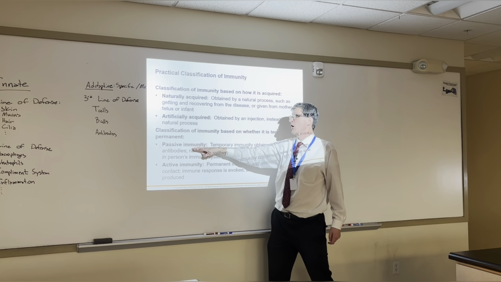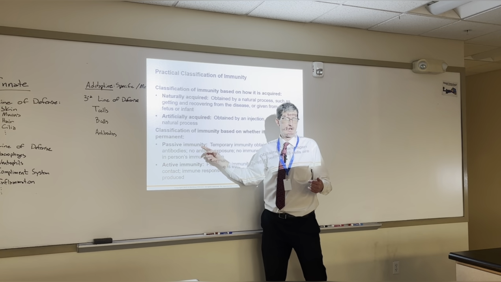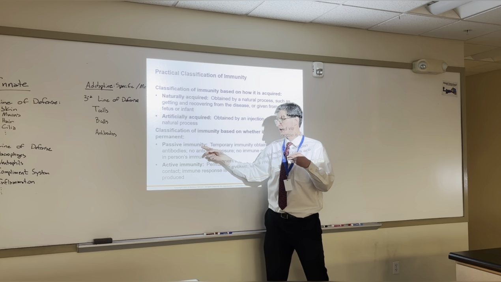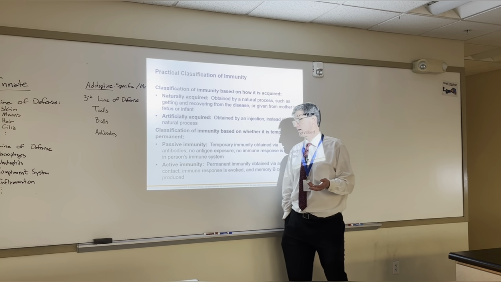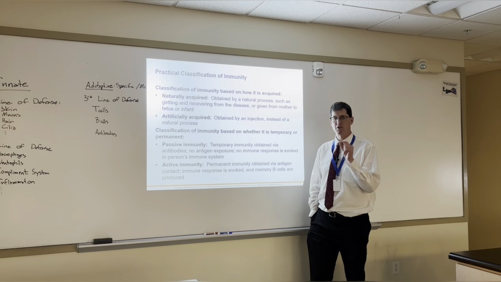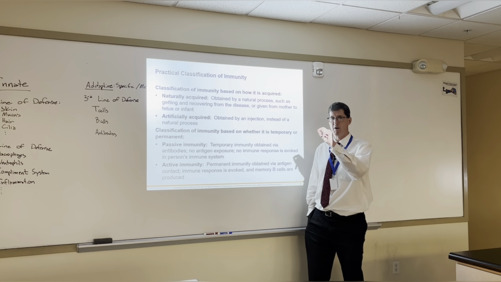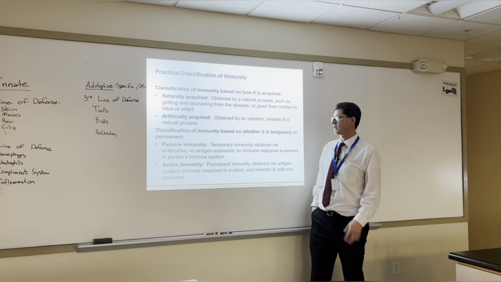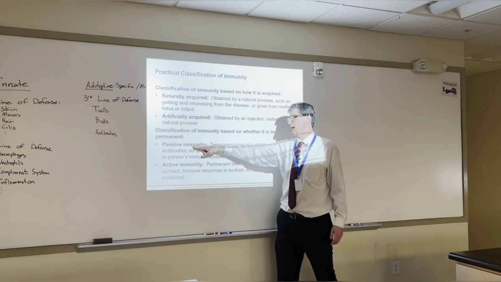Natural passive would be I get the immune system stuff, but I don't make it. So maybe a baby that breastfeeds from their mom. Breast milk has a lot of antibodies in it. Their IgG is small enough that it can cross the placenta, so babies can get antibodies from mom through the blood circulation. So it's a natural way of getting it, but it's passive because the baby doesn't have to make it.